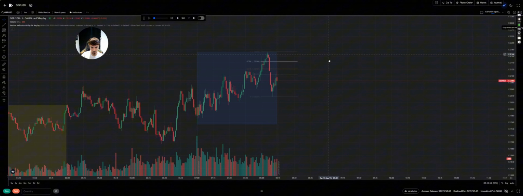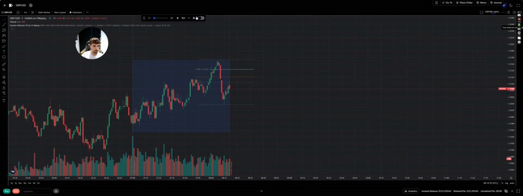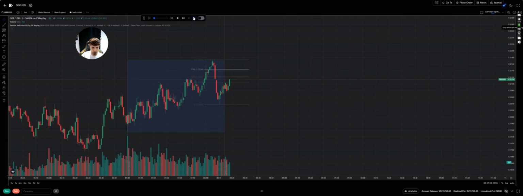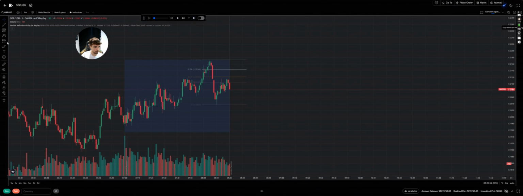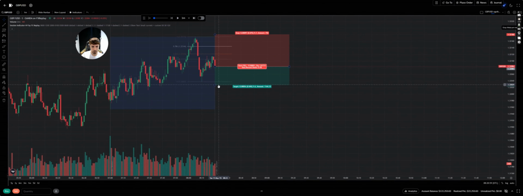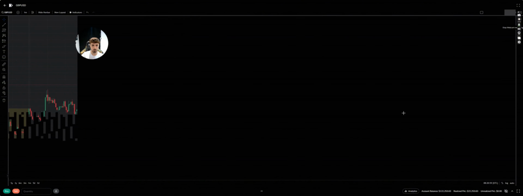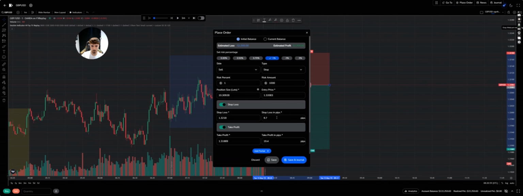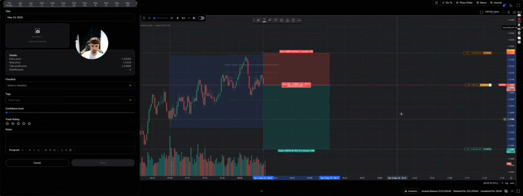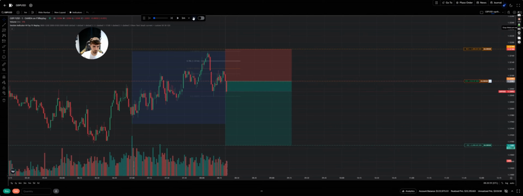It's not news either. We've just tapped in. We haven't had an inverse yet. Let's see if we get any sort of inverse here. We've got an inverse there now. Lovely. Stop loss up here. 2 risk to reward as usual. This is looking clean. Let's go.